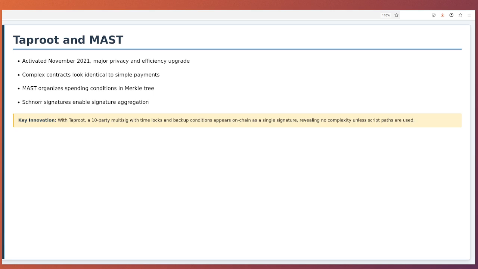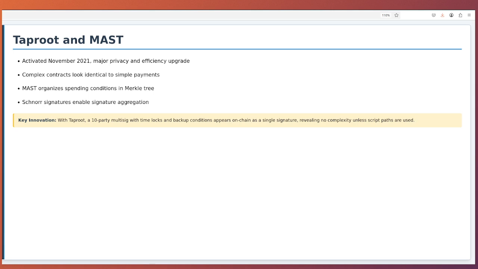represents the most significant upgrade to Bitcoin's contract capabilities in years. Taproot combines several innovations including Schnorr signatures, MAST, which stands for Merkleized Alternative Script Trees, and new script versioning. The primary benefit is that complex contracts can look identical to simple single-signature payments, dramatically improving both privacy and efficiency.